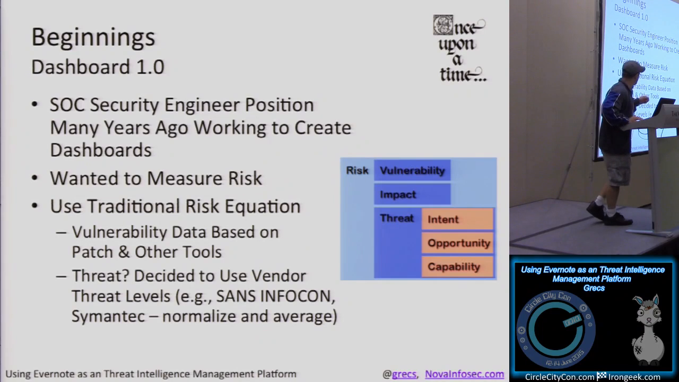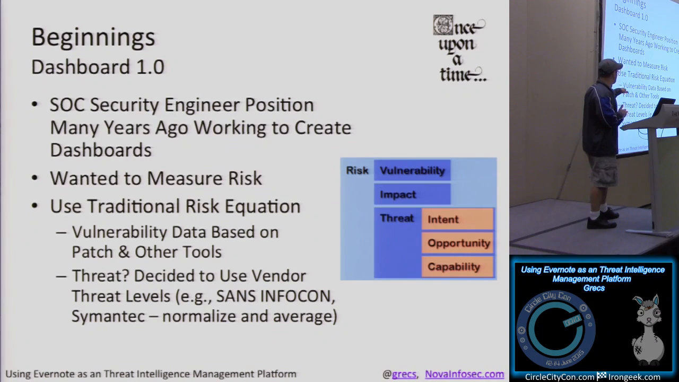And then the threat. So for threat, how can we determine what that is? At least my quick and dirty solution was to look at some of the other threat meters that are out there and try to normalize them and then use that. And so you had this nice little dashboard where the executive could look at it and say, oh, this is what our risk is.